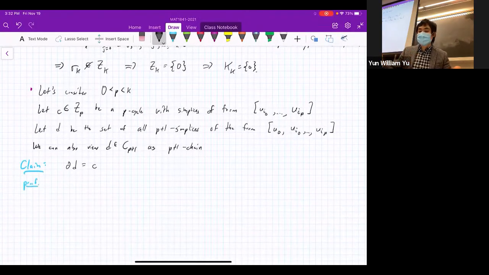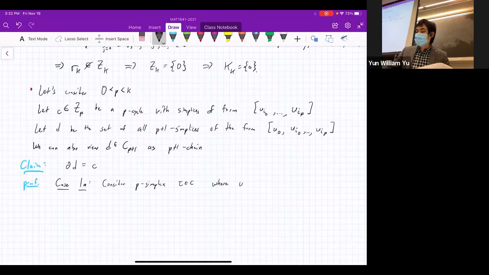Okay, so now let's prove this. And this proof will be in a bunch of different cases. So let's start in case A1. So we're going to consider a P simplex, tau in C, where U naught is not in tau. Okay? So if U naught is not in tau, then there is a corresponding P plus 1 simplex, right? In D, because we add U naught to it.